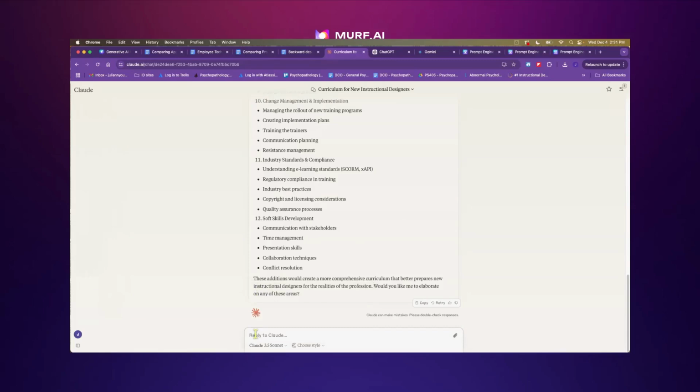So for me, that's what I really like about Claude. But there's really no best one. Lots of people use ChatGPT. I still have ChatGPT open on my desktop a lot. And Gemini by Google is great.